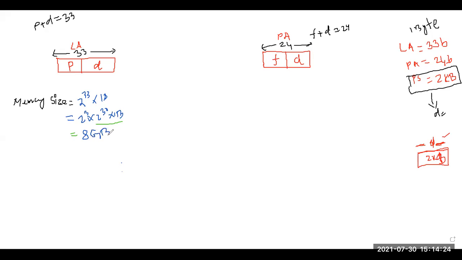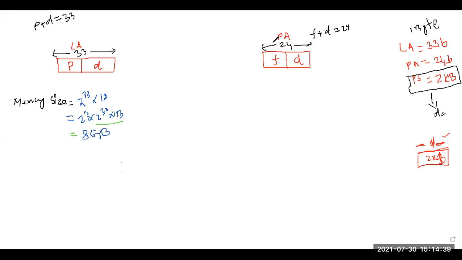That means your secondary memory can support up to 8 GB if it is byte addressable. And the total number of locations, different locations, is possible.